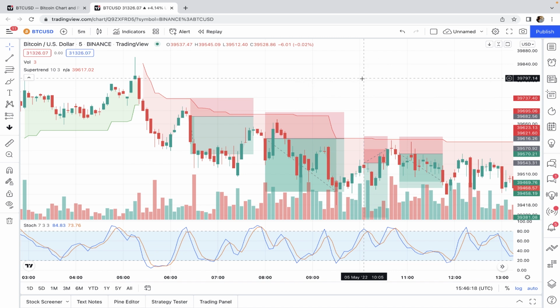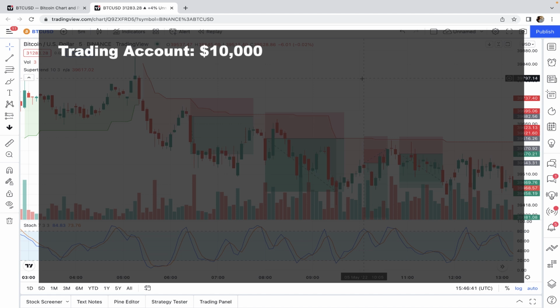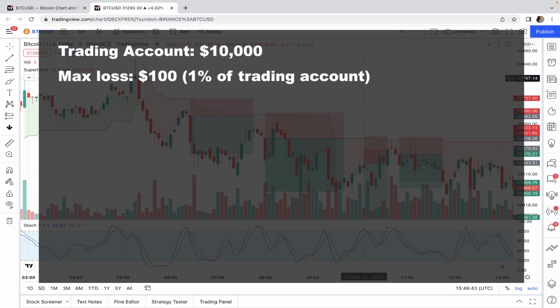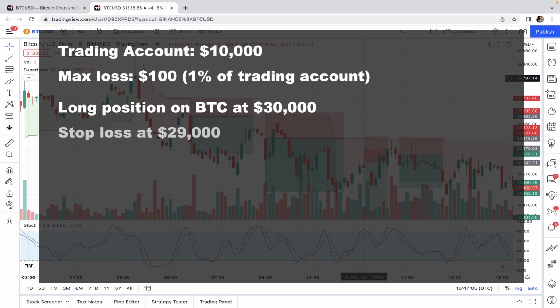Getting back to our strategy, as I said, we're going to lose 1% of our trading account on each trade in case the market goes against us. Consider we have a $10,000 trading account, and on each trade we want to lose 1% of this, so that would be $100. Now consider we want to enter a long position on Bitcoin at $30,000 and we want to set the stop loss at $29,000, for example.